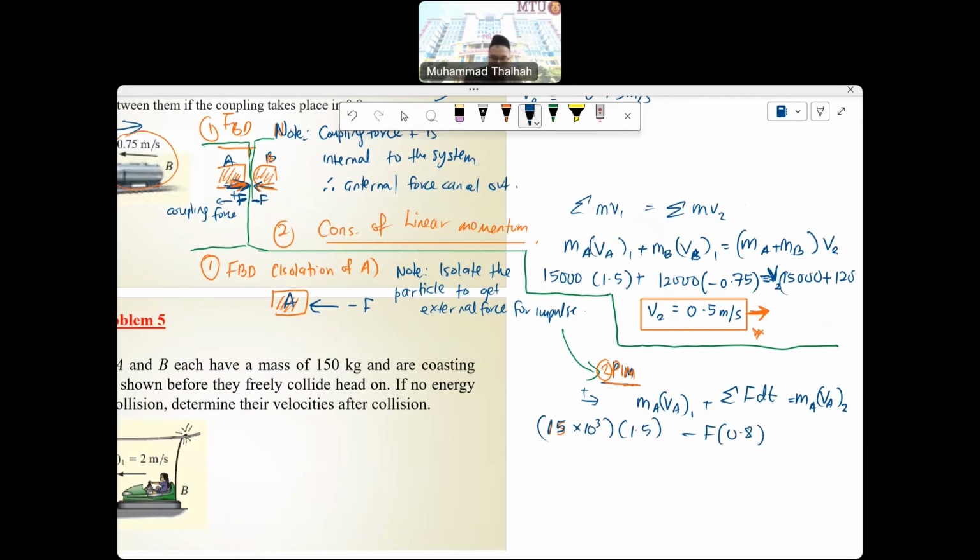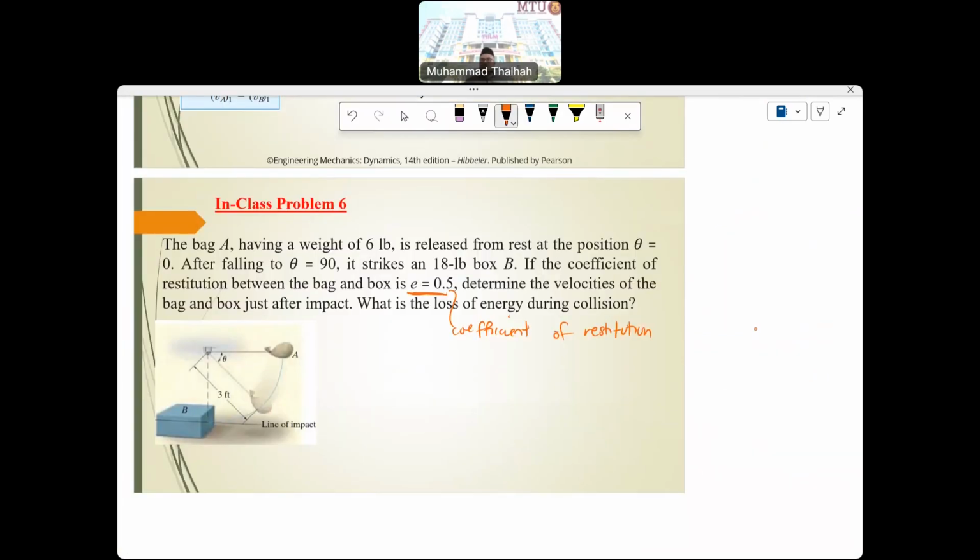0.8 equals 15 times 10 to the power of 3 times 0.5. V2 was 0.5, remember, we solved earlier. So you find out what the force is here. The average force is some value. The force is going to be 18.8 kilonewtons. Any question?